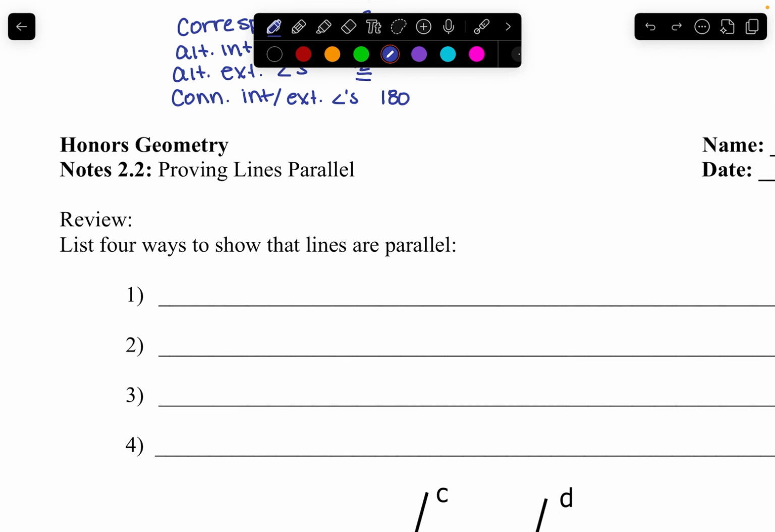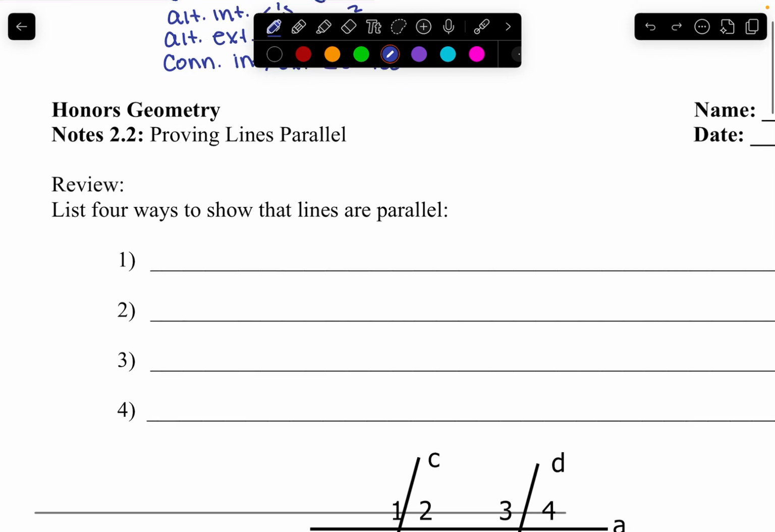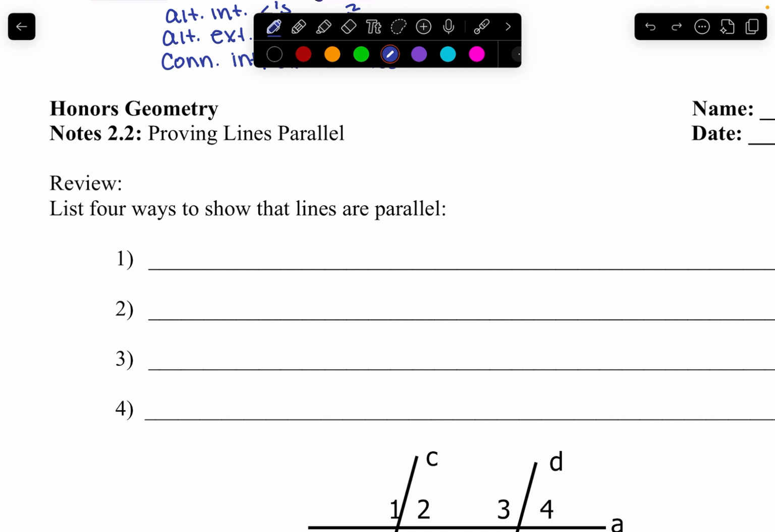So it says list 4 ways to show that lines are parallel. We are going to write these in if-then conditional statements. So we talked about conditional statements back in Unit 1. We need to make sure that we are writing these as if-then statements. And the reason that we need to make sure that we're doing that is because when we get into our next unit and we talk about proofs, when we are proving lines are parallel, we must use if-then statements in our reasoning. So we're going to start with the first one, okay?